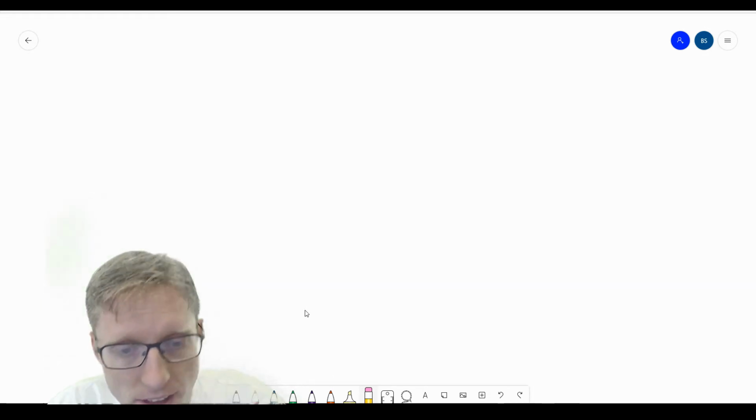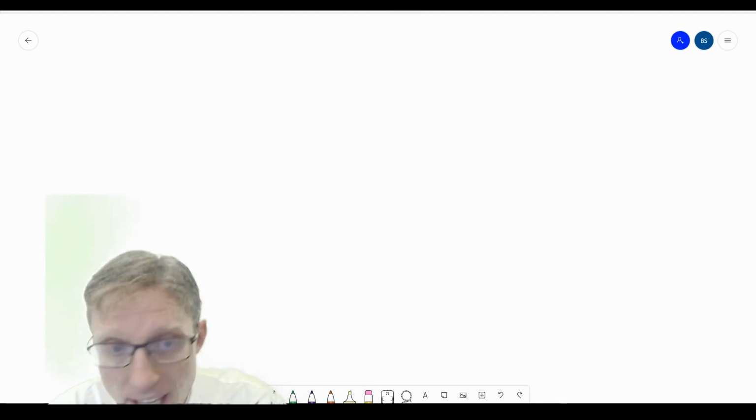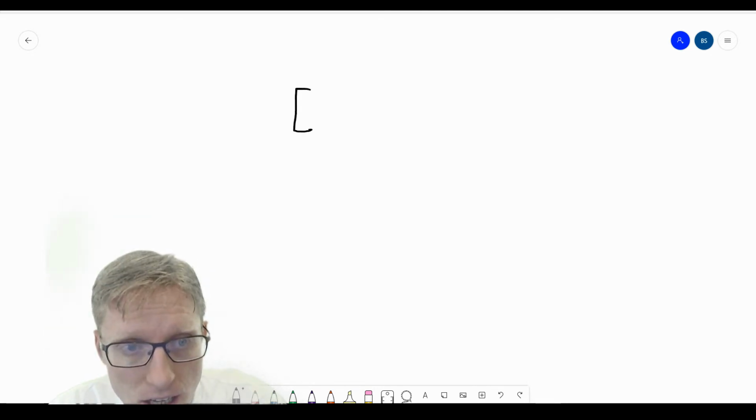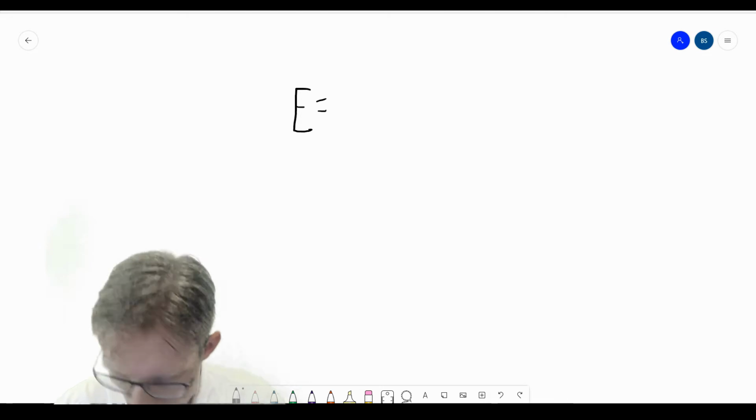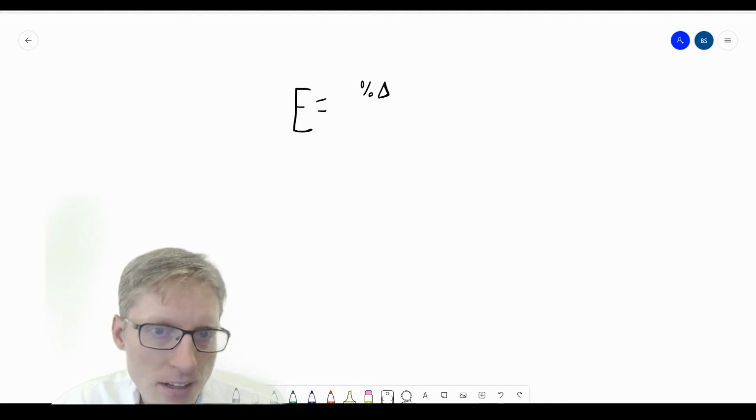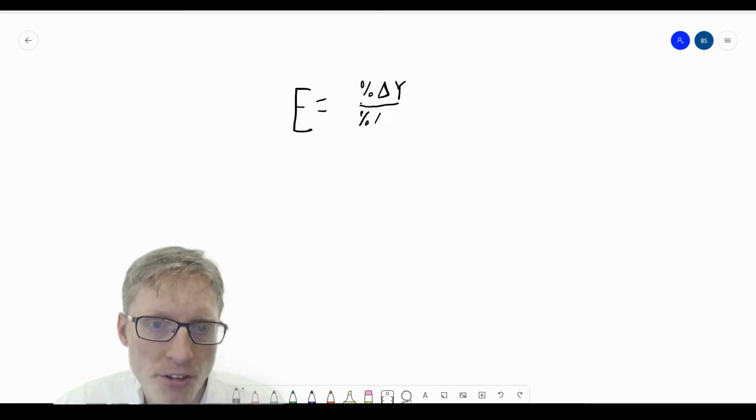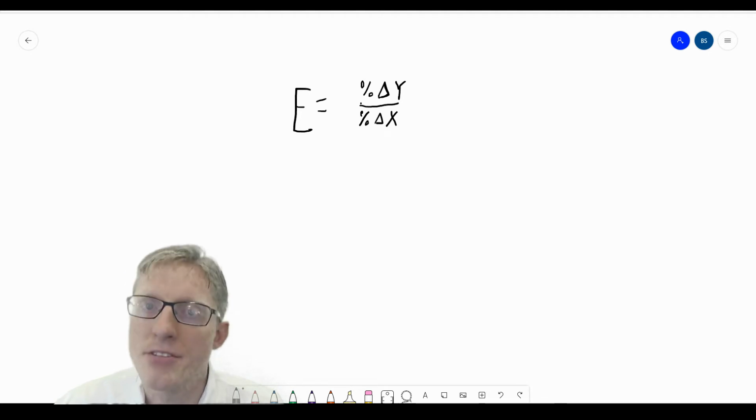More generally, the elasticity, which we sometimes represent with just the letter E, is the percent change in one variable. So a percent sign and this little upside down triangle means change. So percent change in, let's say, some variable y divided by, or for, a percent change in some other variable x.